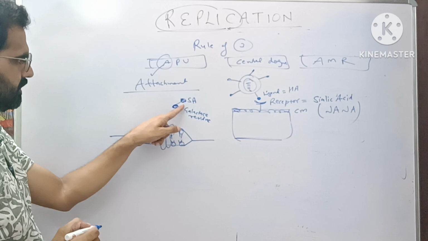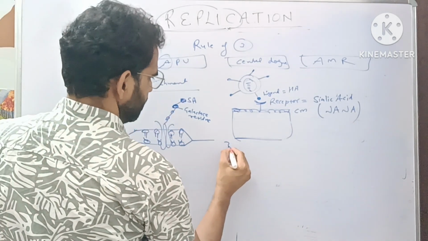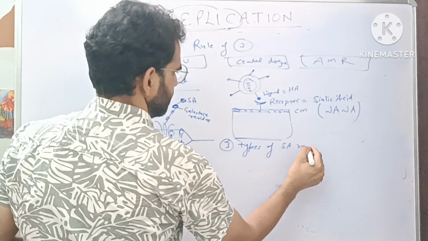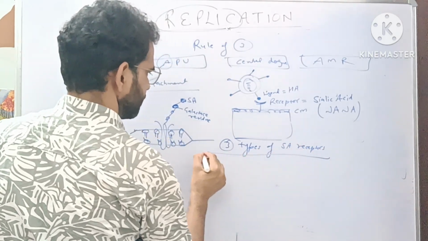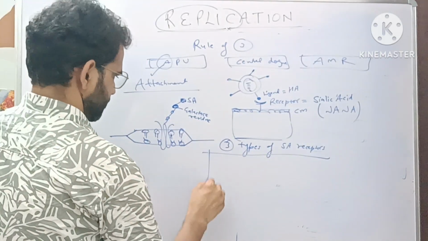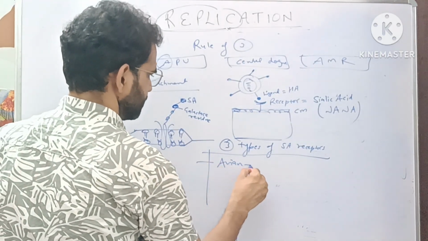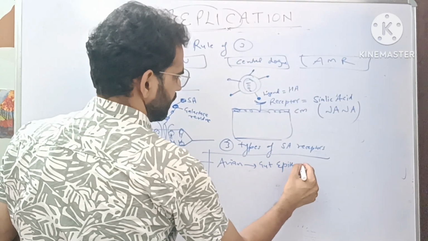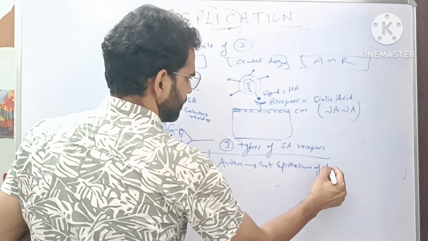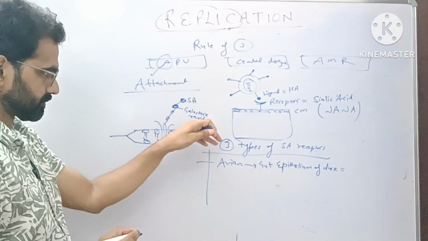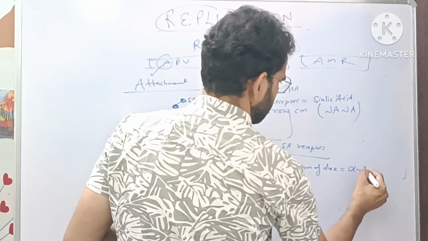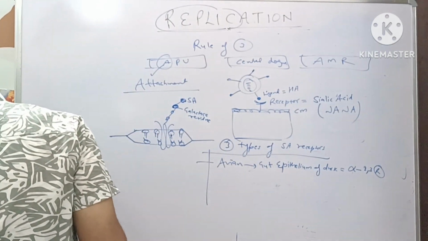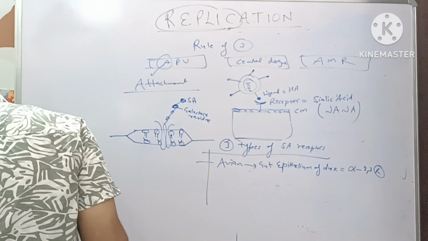Based on this linkage, there are three types of sialic acid receptors. Number one, avian receptors. In the gut epithelium of ducks, we have the alpha 2,3 sialic acid receptor.